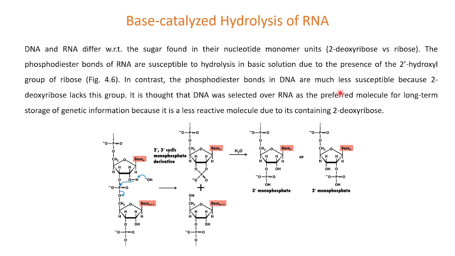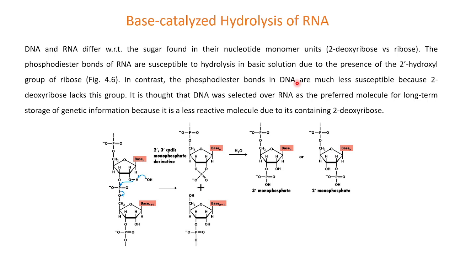So next, speaking of the base catalyzed hydrolysis of RNA. RNA is more prone to this kind of reaction because of the 2' OH group, and the phosphodiester bonds of RNA are susceptible to hydrolysis in basic solution due to the presence of the 2' OH group of ribose. In contrast, the phosphodiester bonds in DNA are much less susceptible because 2' deoxyribose lacks this group.